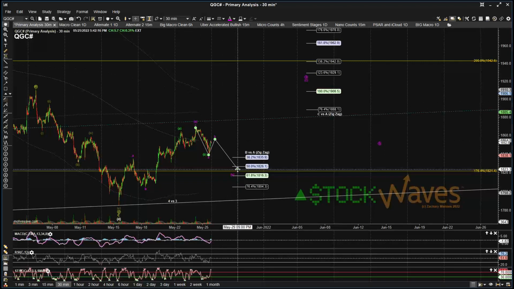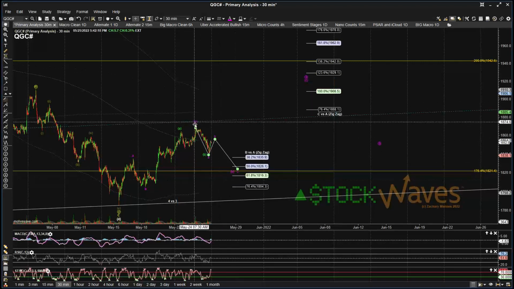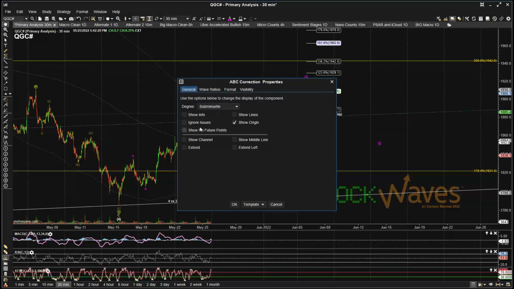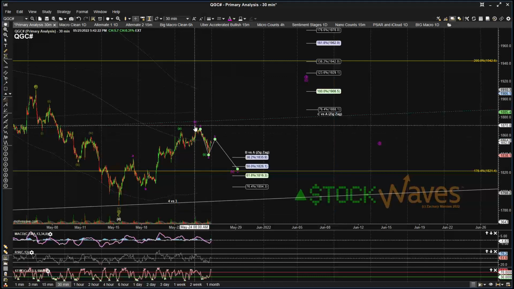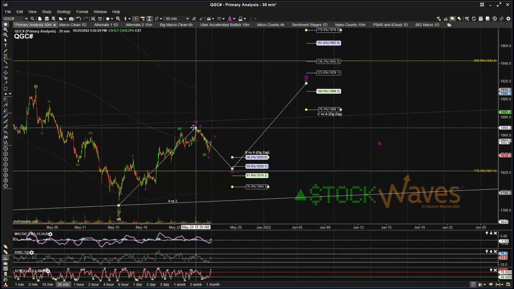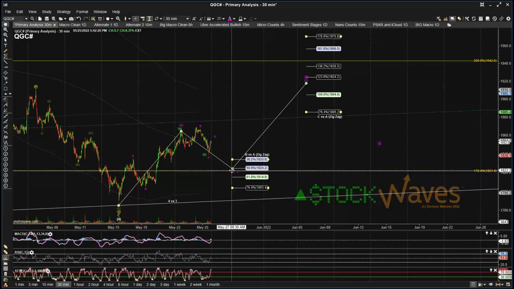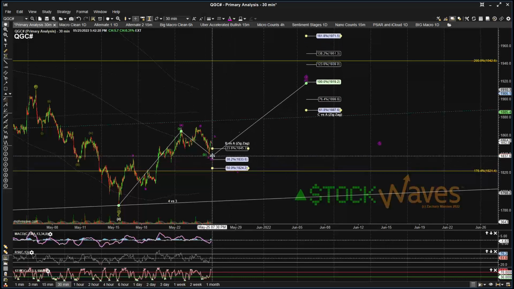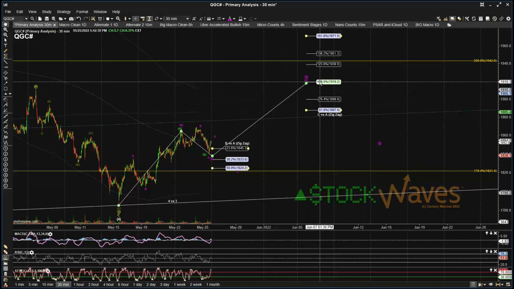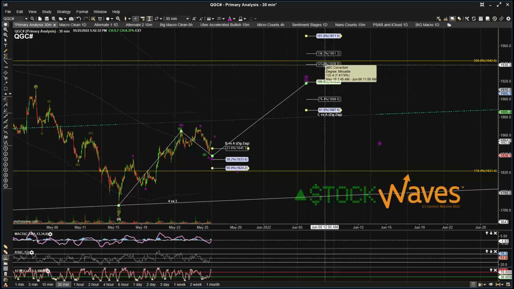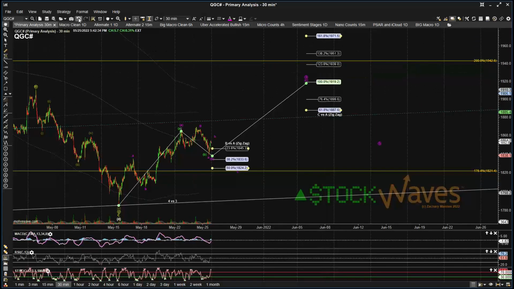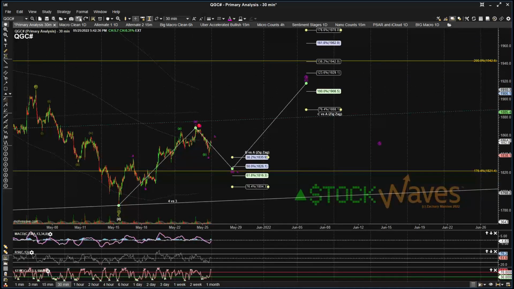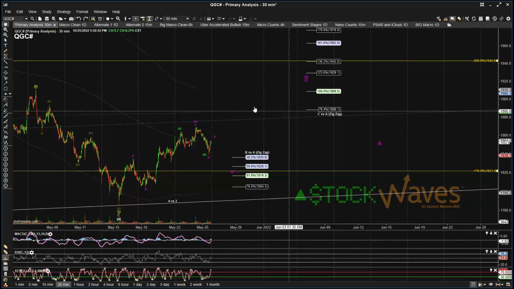Actually, hang on a second. If that was all of the A wave and this was all of the B wave, then the fibs take us to 1920 and maybe all the way up towards 1940 for normal fibs for that parentheses C wave.